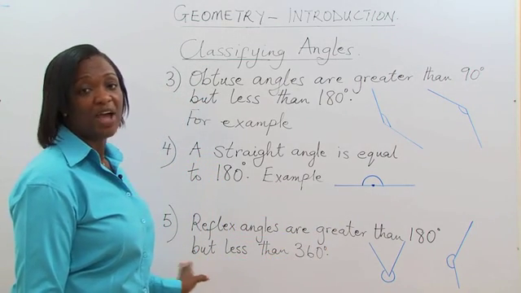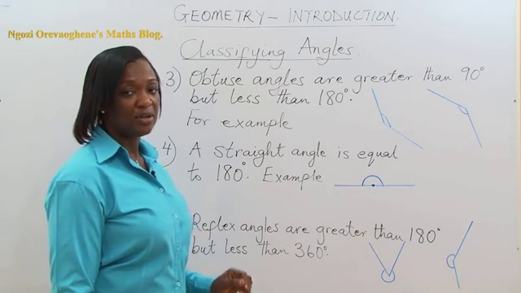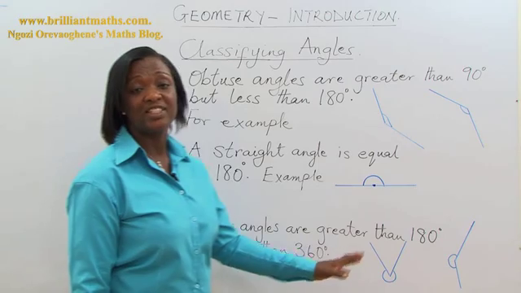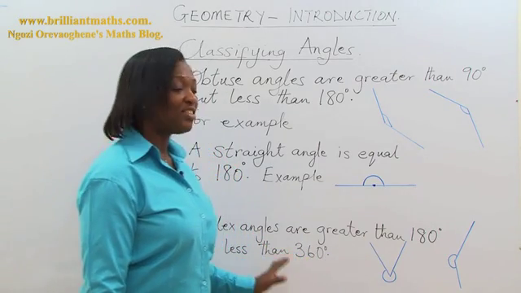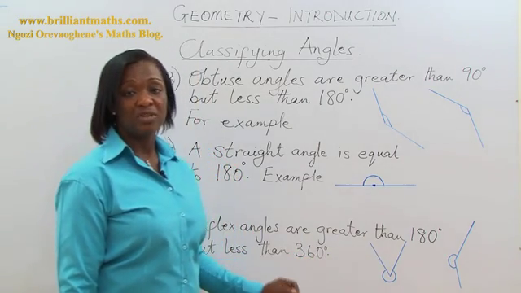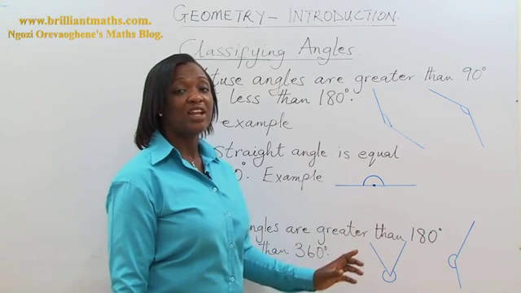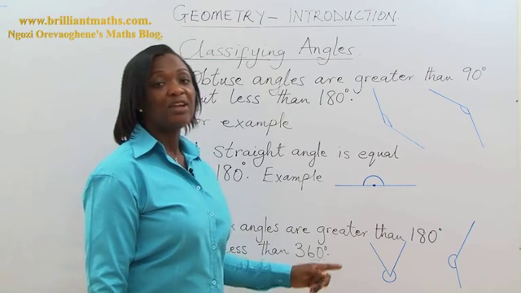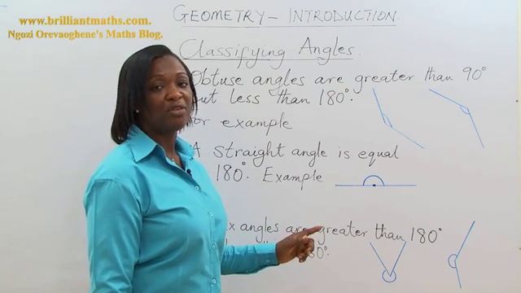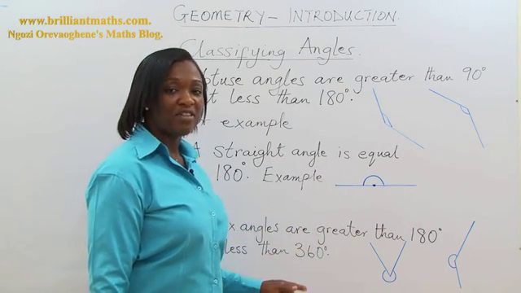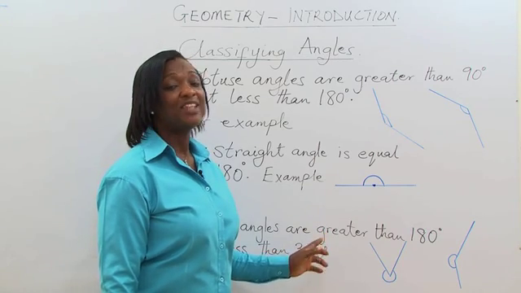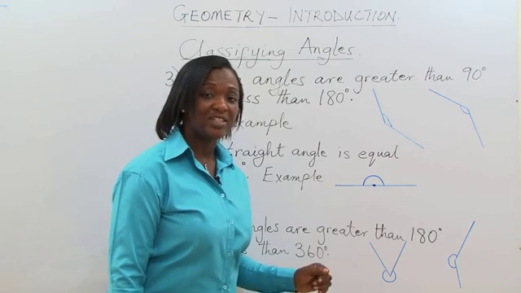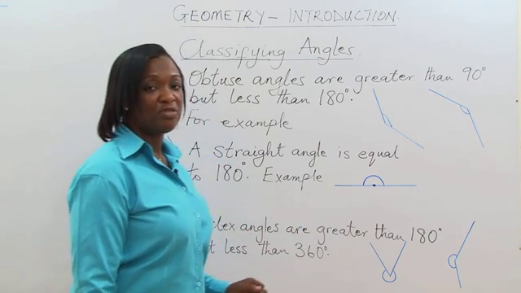And then finally, we have a reflex angle. Reflex angles are angles that are greater than 180 degrees, but less than 360 degrees. That means the turning has gone through from 0 to 90, through 180 degrees, through 270 degrees, and is getting back to 360. It's greater than 180, but less than 360.